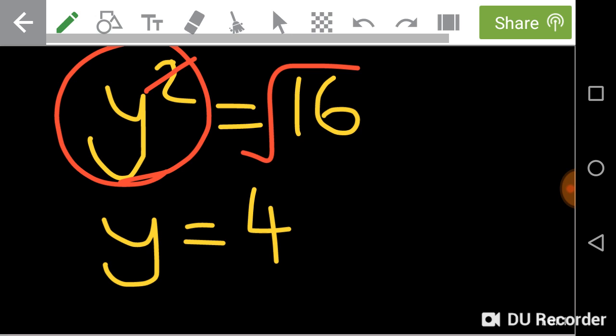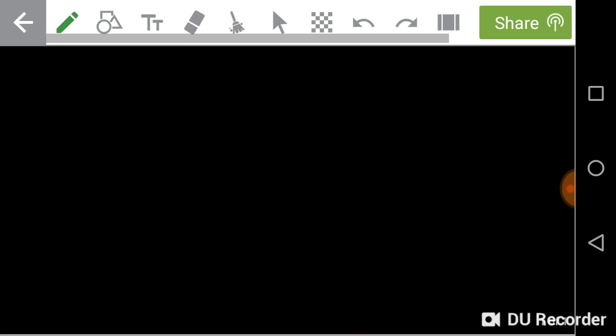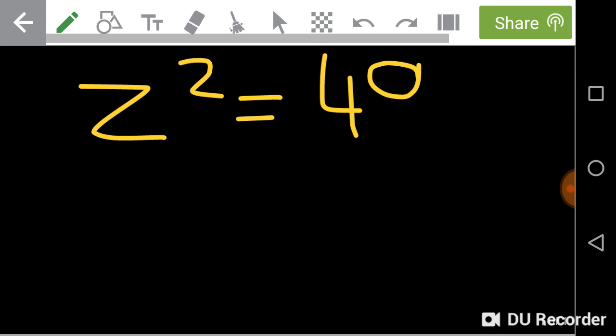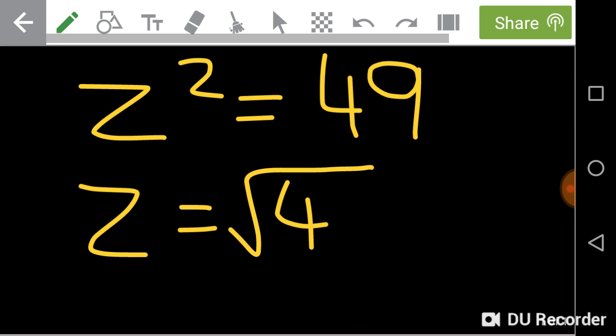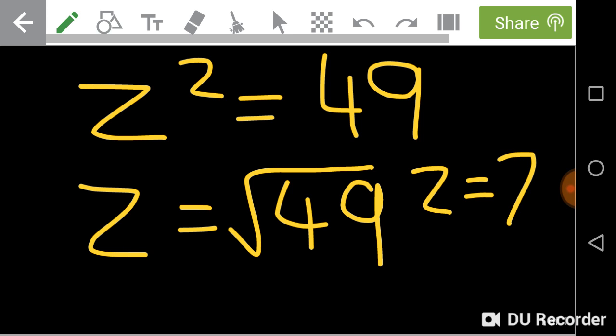Now you are much more clear about this concept and this idea, that how it works whenever you will have a square on one side of the equation. Now I will show you another example, and this is the final one. Z square equals to 49. Can you tell me the next line? Definitely, it's very simple. Remove the square, put the square root of 49. As a result, your next line is Z equals 7.